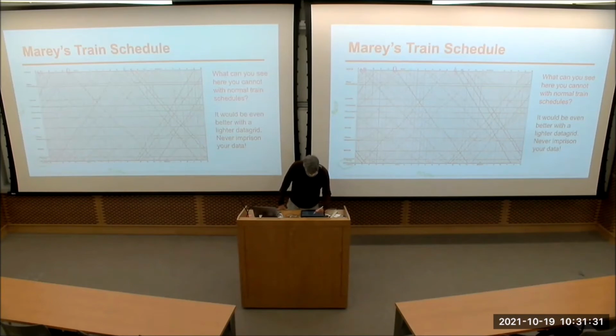Does everybody see it? What's the difference between a train that goes from Paris to Lyon and a train that goes from Lyon to Paris? Whether it has a positive slope or a negative slope, right? Which trains are fastest? The ones that are closest to vertical, right? What other things can you tell?